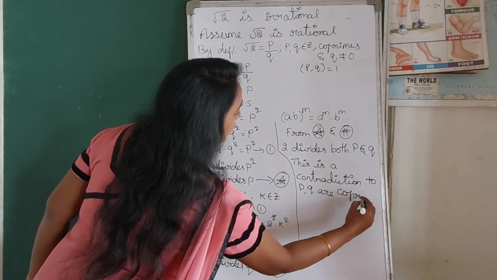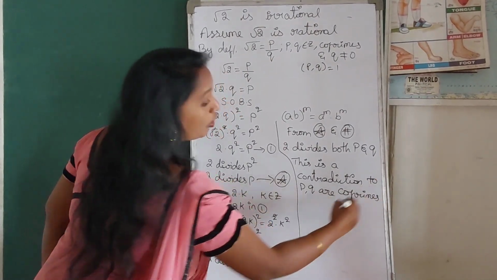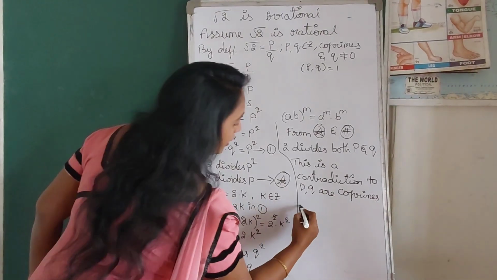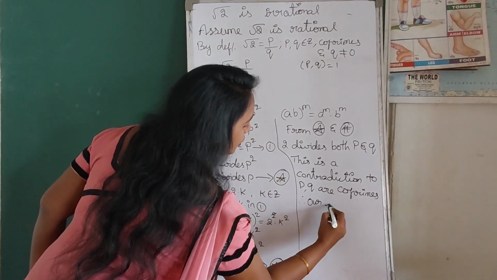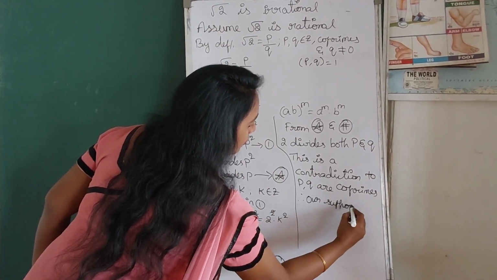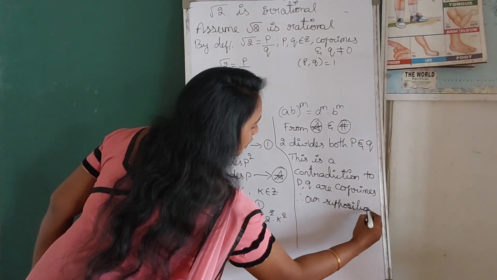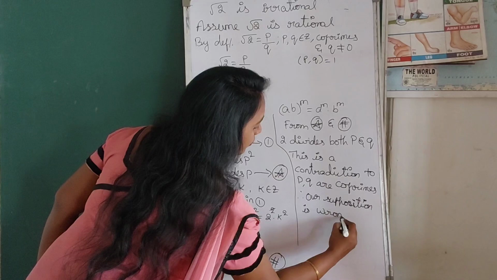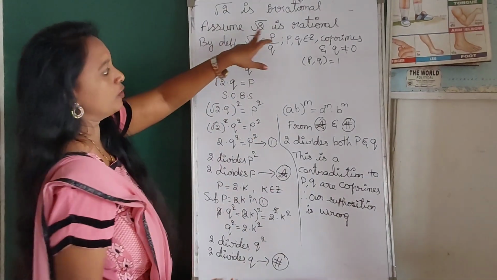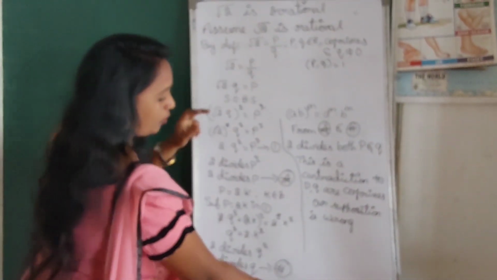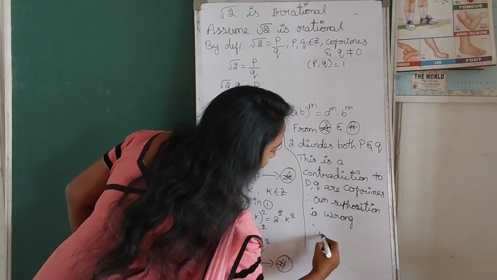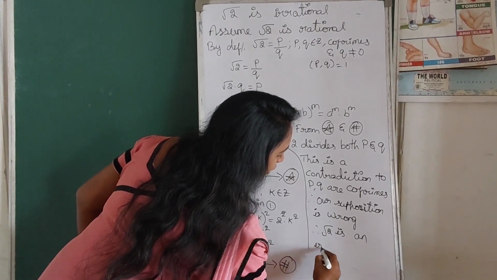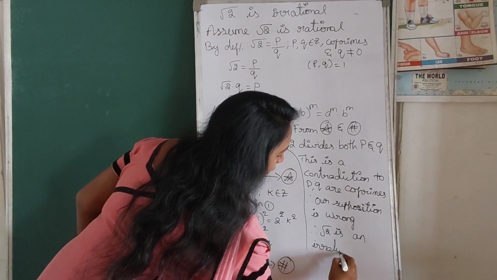Why did we get this contradiction? Because of a wrong supposition that root 2 is a rational number. Therefore, our supposition is wrong. So, our supposition that root 2 is a rational number is wrong. Therefore, root 2 is an irrational number.